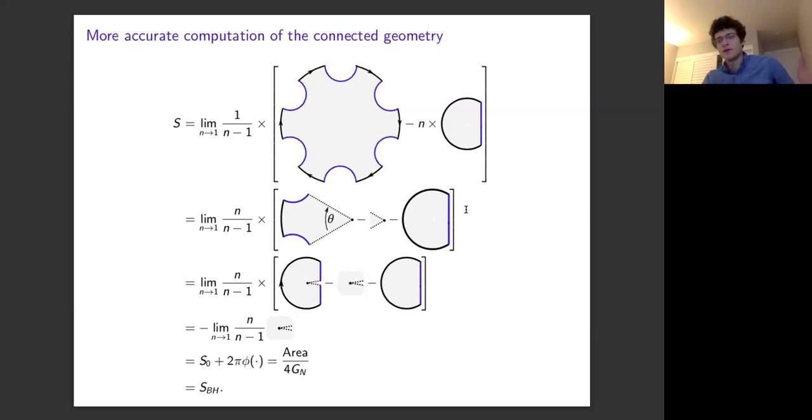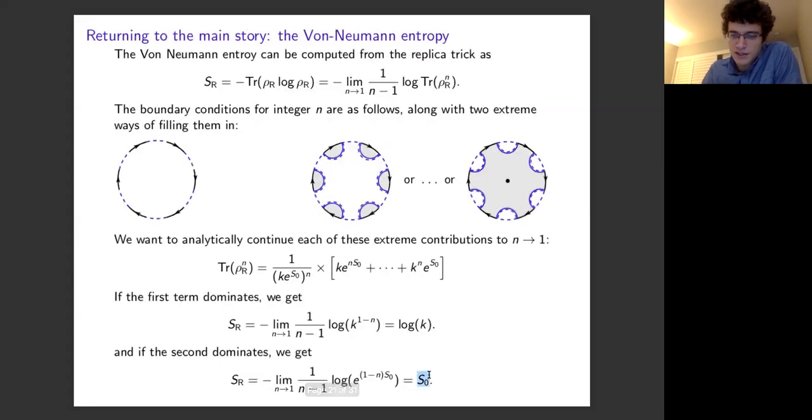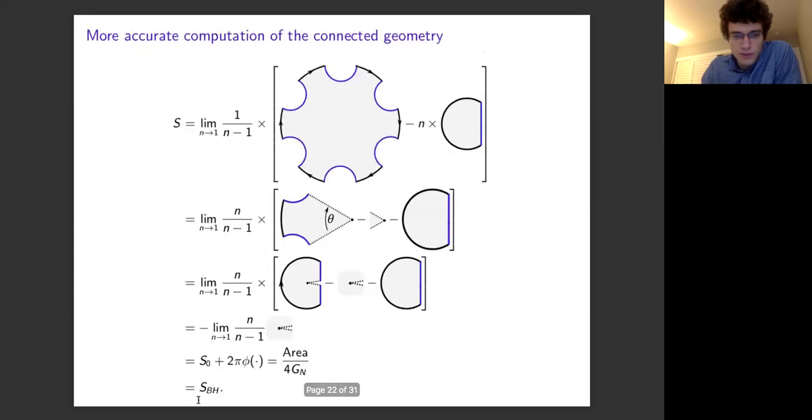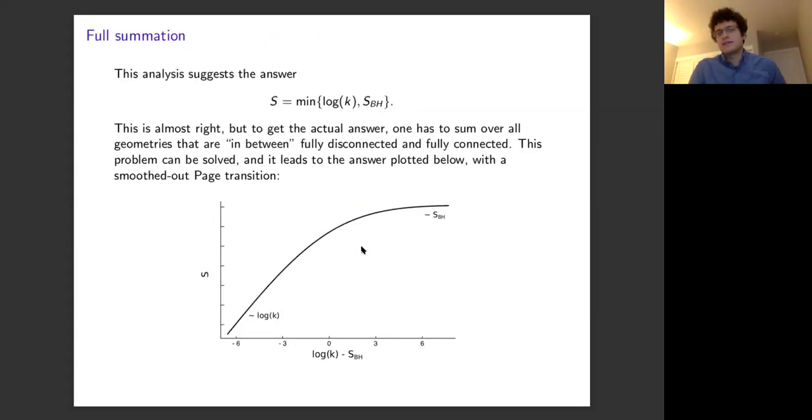Okay, so if you analytically continue the pinwheel geometry, you find here we just conclude you get S naught, but that's in the approximation of just the topological term in the action. If you do the computation correctly, you find the entropy of a black hole. Okay, so to summarize our discussion up to this point, it looks like we're going to get this answer from these completely disconnected and completely connected geometries: minimum of log k and S Bekenstein-Hawking. That's actually what we expected to get. That's like the analog of the Page formula.